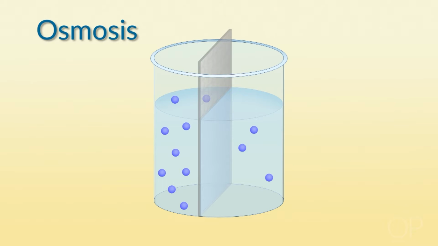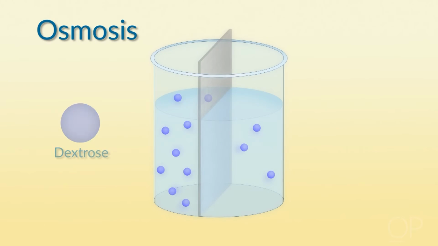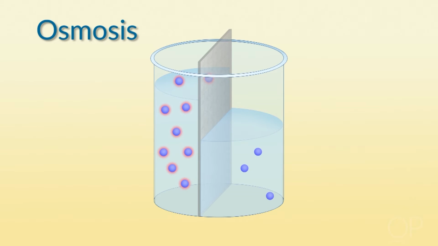A few more concepts before we go into the details of peritoneal dialysis. Number one is the idea of osmosis. Osmosis is the movement of water across a membrane. In this case, it would be the peritoneal membrane, from areas of low solute concentration to areas of high solute concentration. So if you can see this diagram, you can see that the water molecules are moving towards the area where there are a lot more sugar molecules because there is a higher solute concentration.